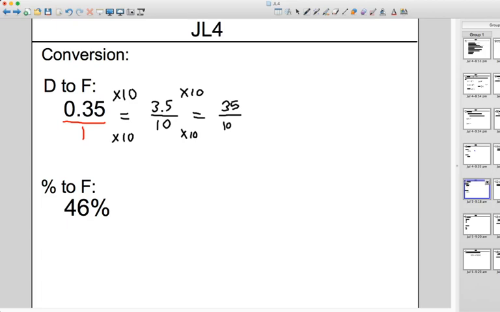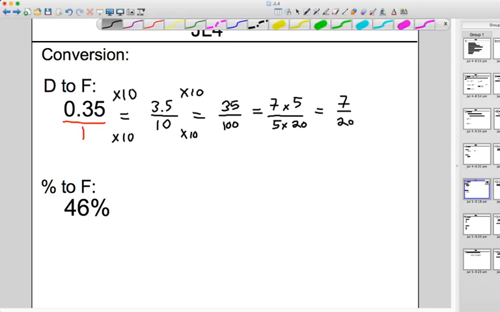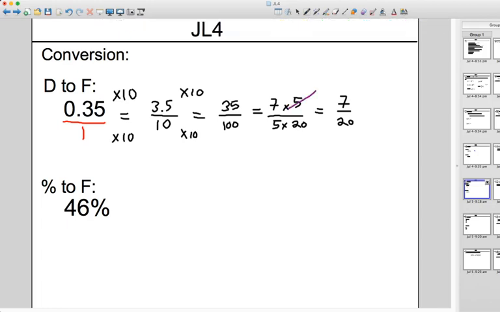So we now do have a fraction, but it's a very big fraction and I need to cancel it down. To do that we use our times tables. 35 we should know is 7 times 5, and 100 is 5 times 20, giving me the answer of 7 over 20, because the 5 on the top and the bottom can be cancelled. Just like that.